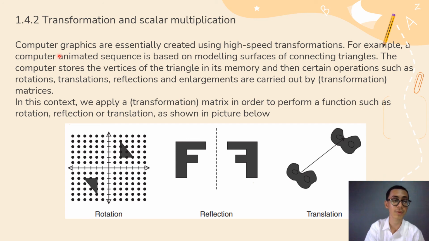Next, 1.4.2 Transformation and Scalar Multiplication. Computer graphics are essentially created using high-speed transformations. For example, a computer-animated sequence is based on modeling a surface of connecting triangles. The computer stores the vertices of the triangles in memory, and certain operations such as rotation, translation, reflection, and enlargement are carried out by transformation matrices.